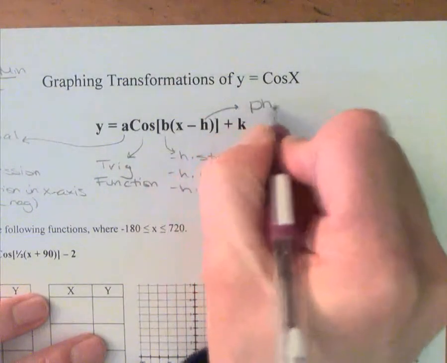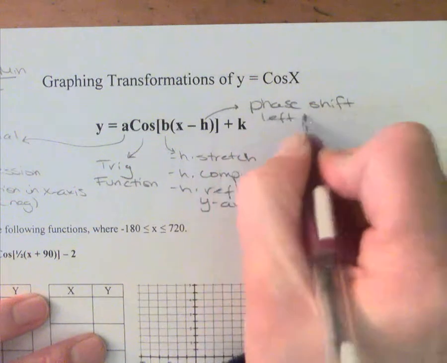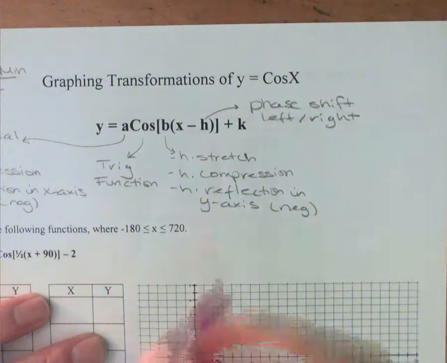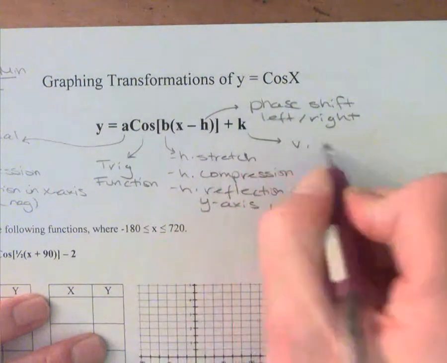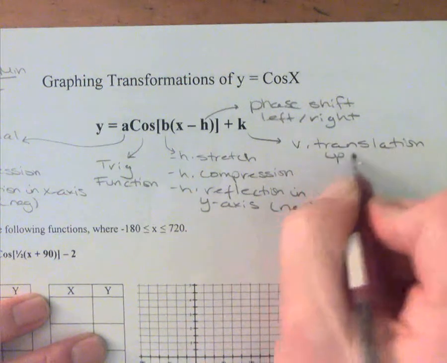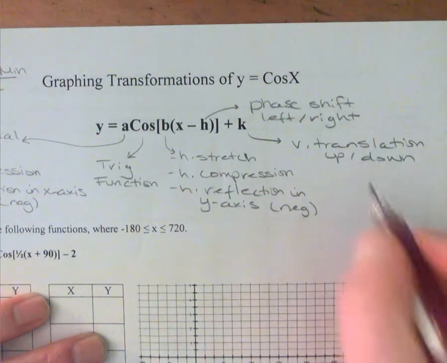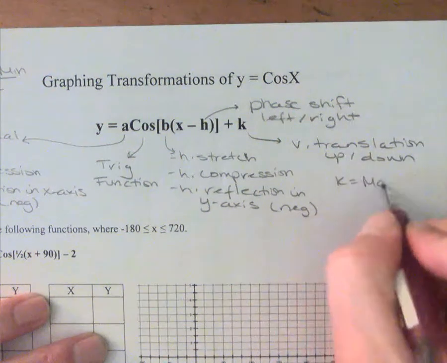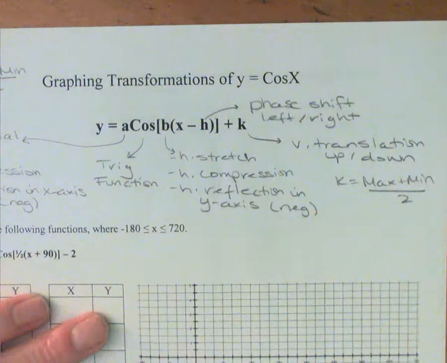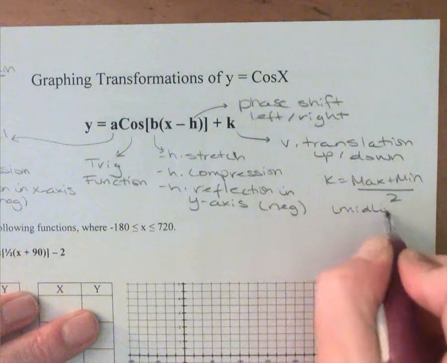H is our phase shift, left or right. And K is our vertical translation, up and down. It's our midline. I can calculate K by doing the max plus the min divided by 2. This will give me the midline of my graph.